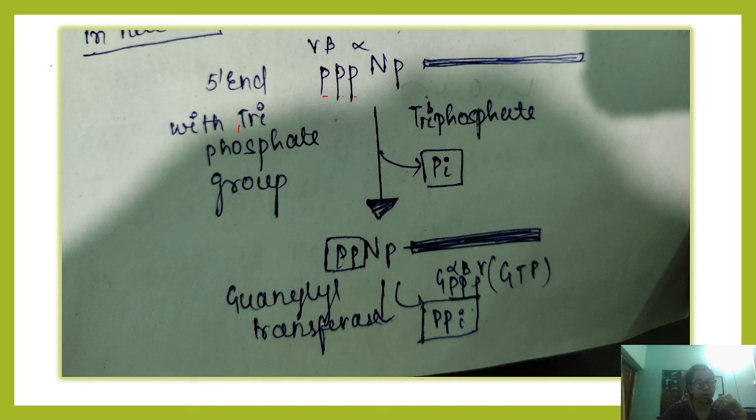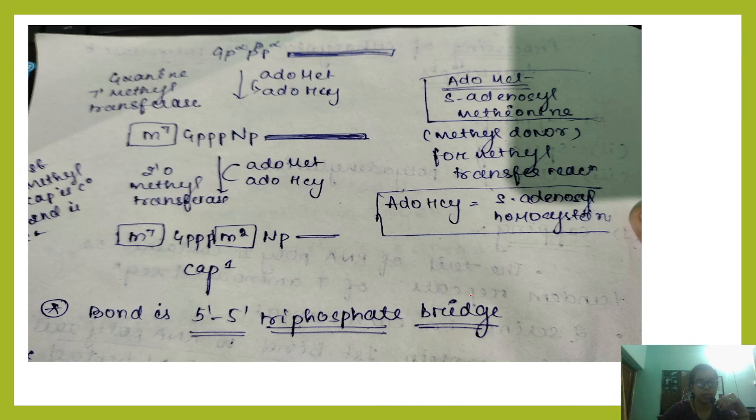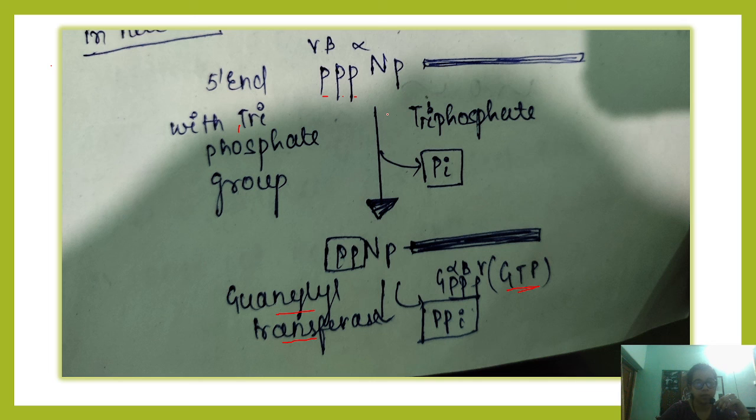Okay. Next, what will happen? Guanyl transferase enzyme will be added, along with GTP. GTP has 3 phosphate groups, that is alpha, beta and gamma. What happens? 2 of the phosphate groups, the beta and the gamma, will be removed in the formation of PPi. Why is it called PPi? Because 2 phosphates are removed.